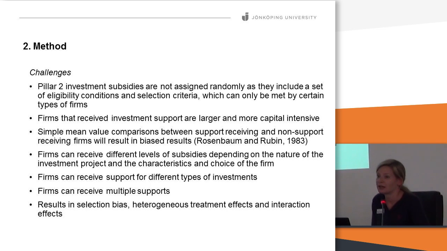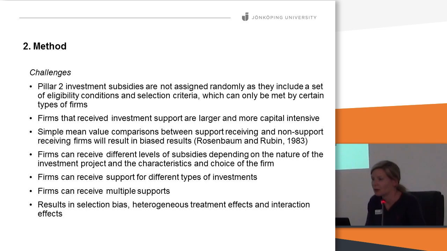But our main problem in this evaluation has been the lack of random assignment of the supports, meaning that the agricultural firms in Sweden that received support through this measure during the subsequent program period, they were all more productive, they were larger, and they were more capital intensive. So it's very clear that support is directed to the best firms, meaning that we cannot do simple mean value comparisons, because the firms that received support would of course have been developing better even without the support. So that was a major issue for our choice of method.